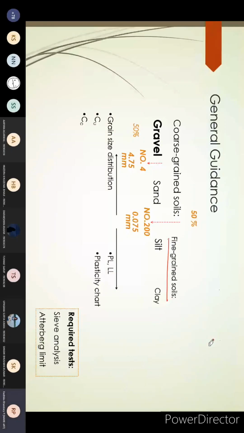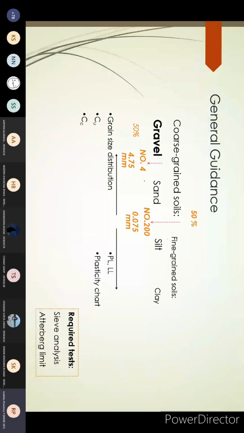Okay. So finally, to classify a soil, we require the sieve analysis, okay, and the Atterberg limits, that is the liquid limit, plastic limit, okay, and the plasticity index. So these three we require to classify fine grain soils. So now in coarse grain soils, we can classify whether gravel is more or sand is more based on the sieve size 4.75 mm. Okay, so this part you have to understand very clearly. How to say whether it is gravel or sand? It is mainly on the sieve size 4.75 mm.